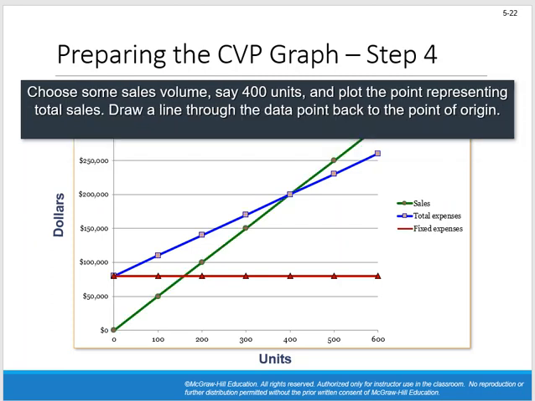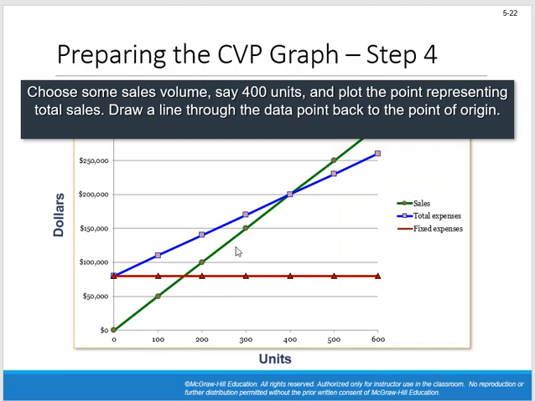And then we're going to add in our sales line. That's the green line. So at 0 sales, we're at 0, right? So we start at 0, 0. And then when we sell 100 units, then we're at $50,000 in sales. At 200 units, we're at $100,000 in sales, and so on, right? Because the bikes are going to sell for $500 per unit. All right, so we draw that line.